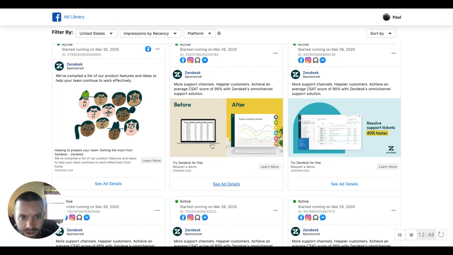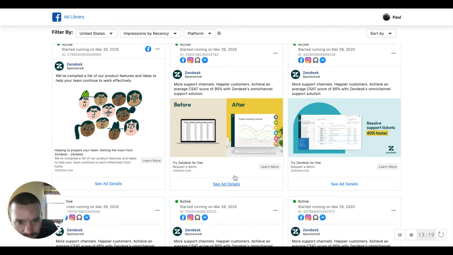Now, this one, definitely going after a new customer, right? Again, simple, choppy copy, very easy to read, very easy to understand. More support channels, happier customers, achieve an average CSAT score of 95%. Right, so all of these things, I'm invoking happiness. I'm invoking the fact that I have more support channels. This really good score. I don't know what CSAT means, but I'm assuming that customer service people probably understand it.